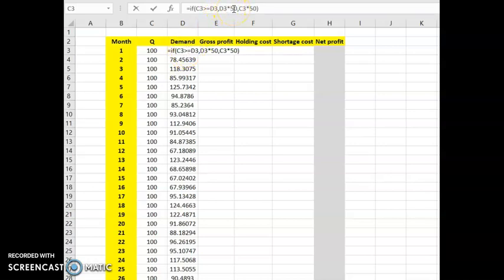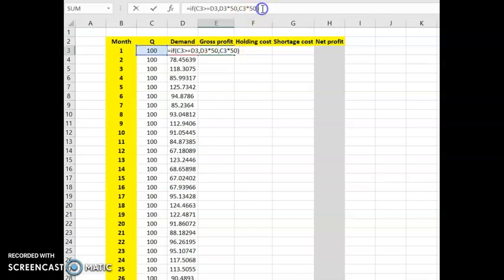Why? Because Q is greater than demand, and demand is the number of items being sold. So the number of items being sold is D3 times 50, that is the gross profit per unit. But otherwise, if demand is greater than Q, they are gonna sell Q routers. So it would be C3 times 50.